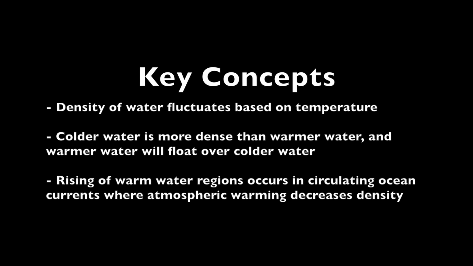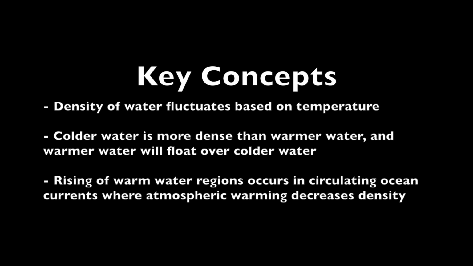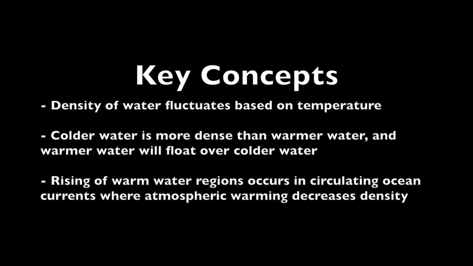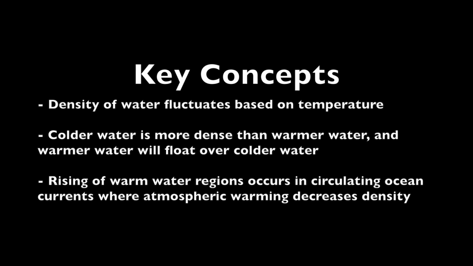The key concepts of this experiment are that the density of water fluctuates based on temperature, specifically colder water being more dense than warmer water. This density fluctuation has consequences in the atmospheric warming of water currents, causing warm water regions to rise above colder water regions. At this point, the students should have covered all of the key concepts and be able to synthesize everything learned in the final application-based activity of this lesson.